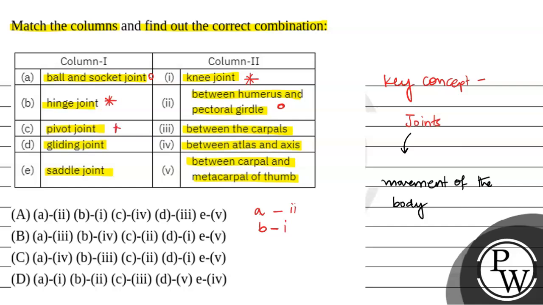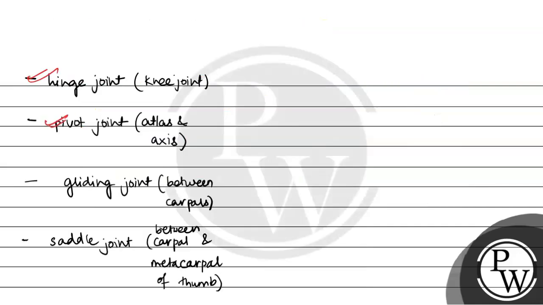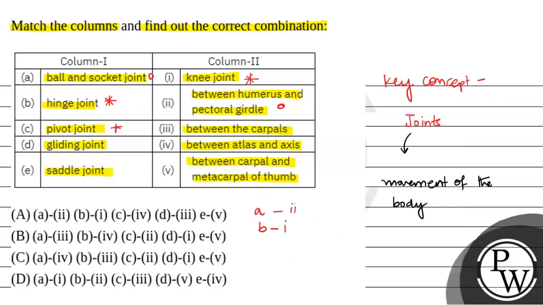Third is the pivot joint. Pivot joint is between the atlas and the axis. It is also a type of synovial joint between the atlas and axis. So C का हो गया 4.